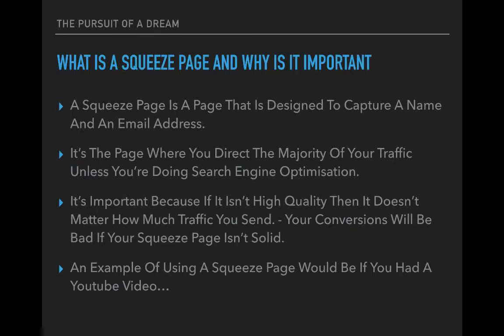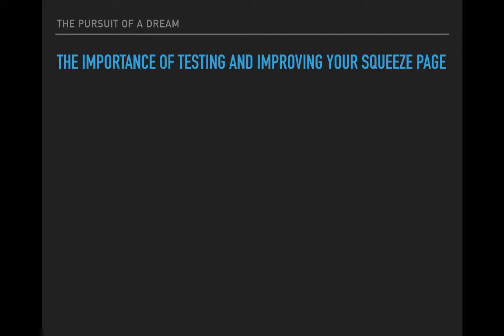An example of using a squeeze page would be, let's say you had a YouTube channel talking about health and fitness, and then in one of your videos you talk about this free ebook you're giving away, and then you add a link in your description section of YouTube. Well, that link will link to your squeeze page where you'd ask for a name and an email in exchange for your free ebook.